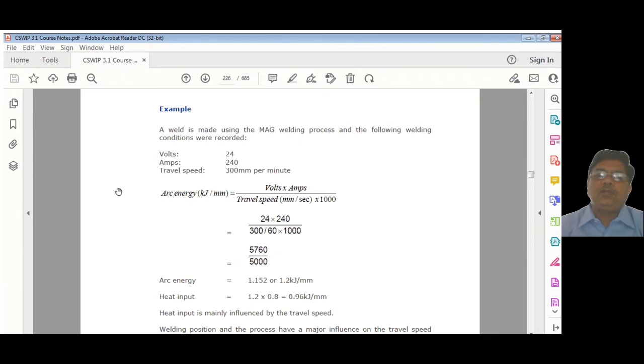So you will get amperage and voltage from there. You can get it from the welding machine also, or from the same place. You can put it at amperage, you will get amperage, and at the same time you turn the knob to volt and you will get the volt.